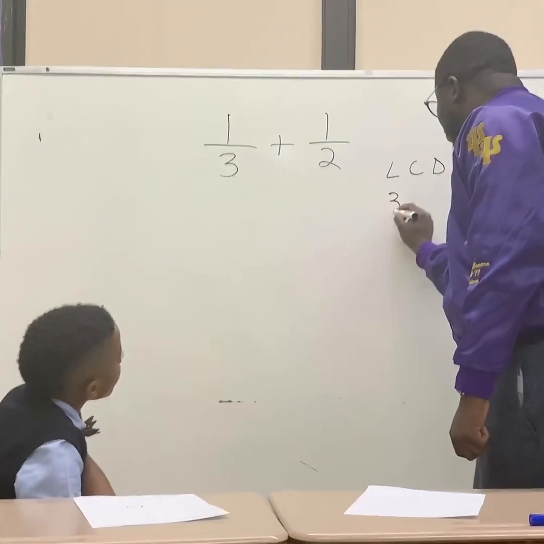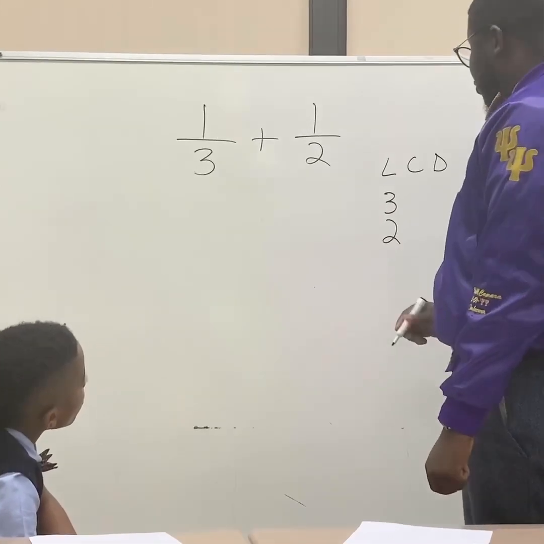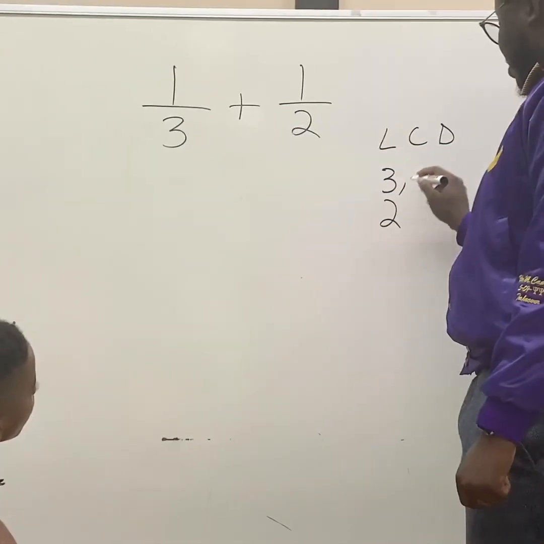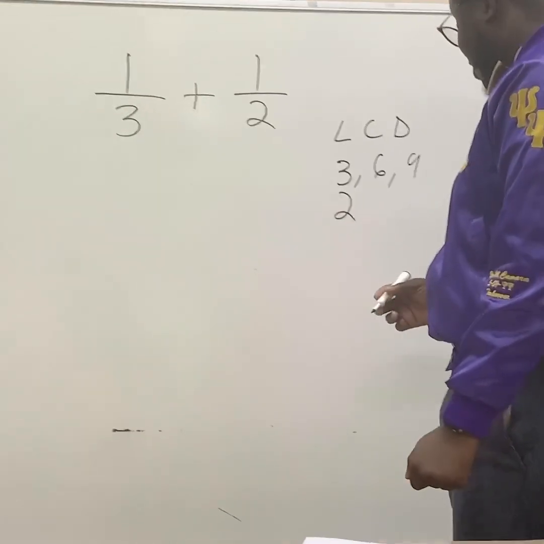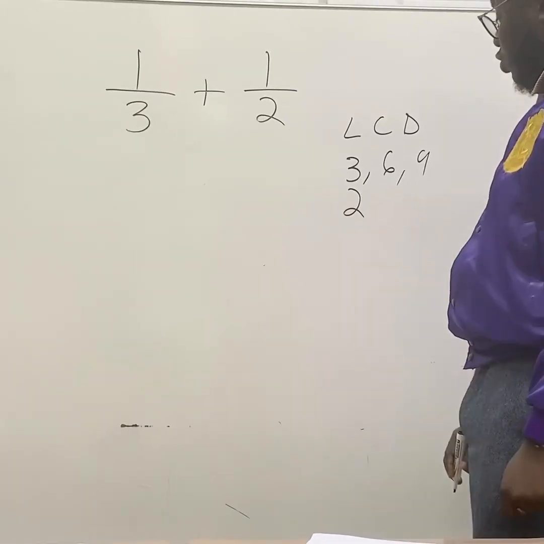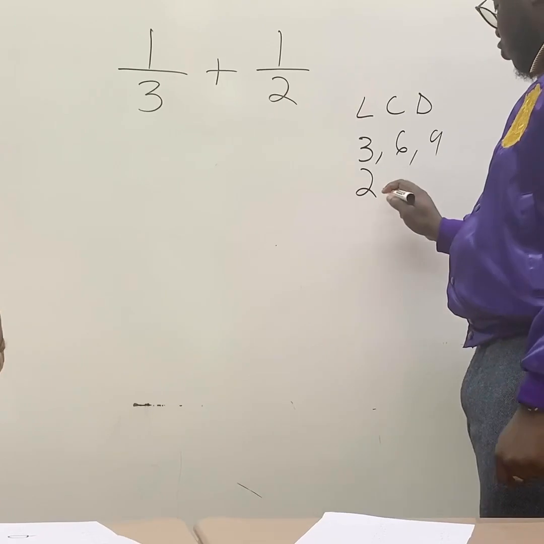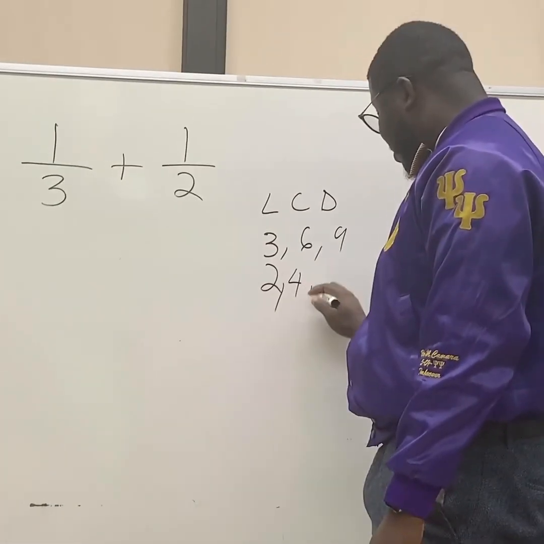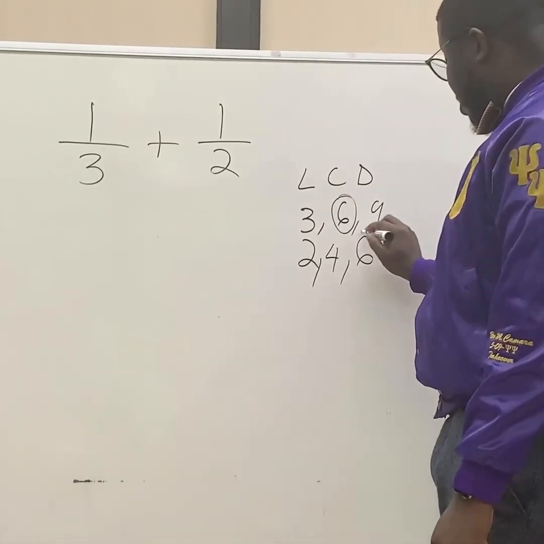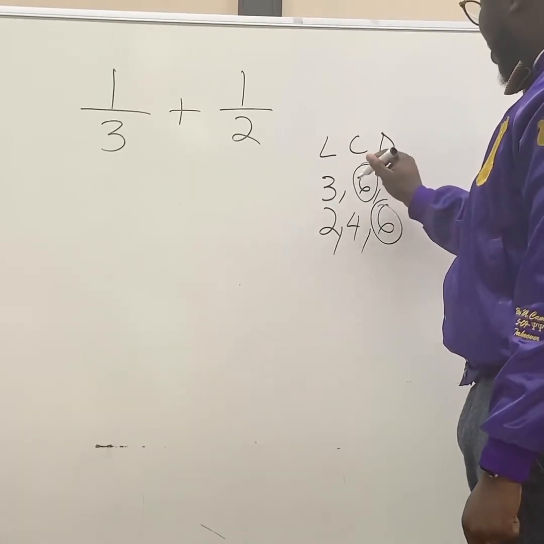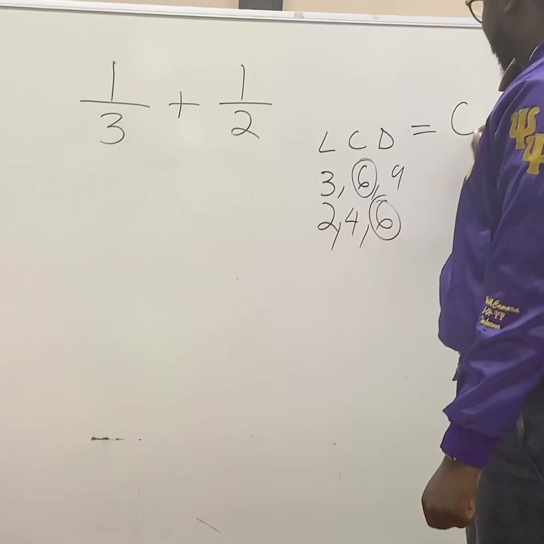So I need to find the multiples of 3 and 2. The multiples of 3 are 3, 6, 9. I'm going to stop there because that's more than enough. And then I'm going to find the multiples of 2. The multiples of 2 are 2, 4, and 6. As you can see, there is a 6 here, and there is also a 6 here. So my LCD is 6.